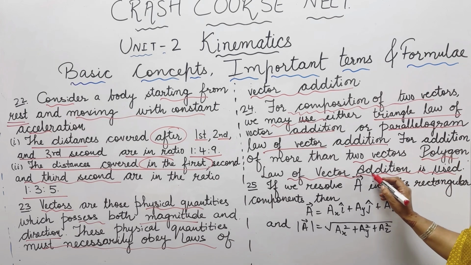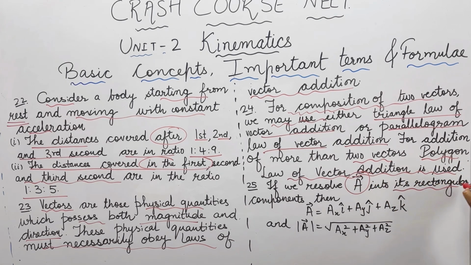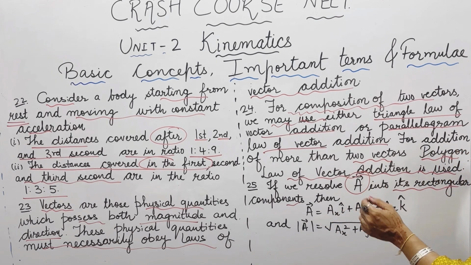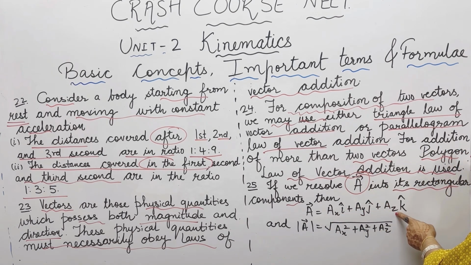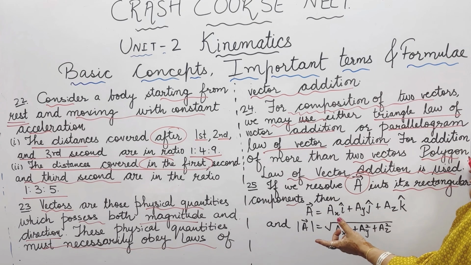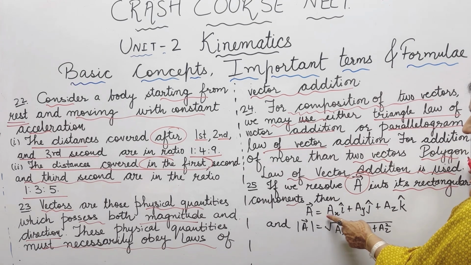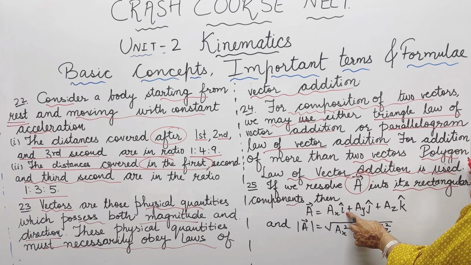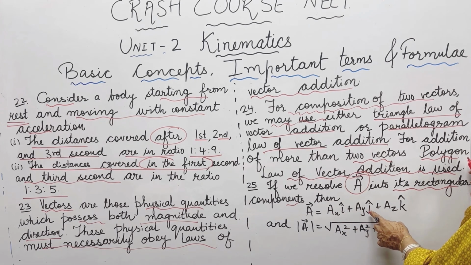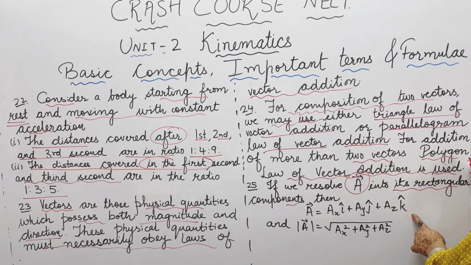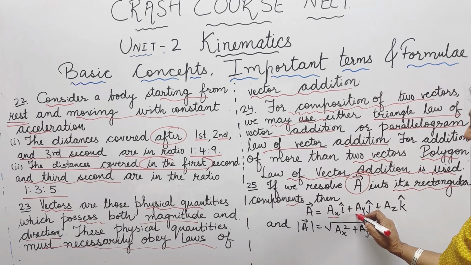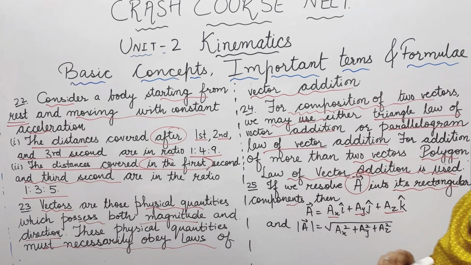In case the vectors are more than two, then the polygon law of vector addition is to be used. If we resolve a vector into its rectangular components, then we can write the sum of these components along the x-axis, y-axis and z-axis. So it can be written as A = ax i cap + ay j cap + az k cap, where ax is the x component of vector A with i cap showing the direction. And if the magnitude of the vector is to be found out, it is equal to the square root of ax square plus ay square plus az square.